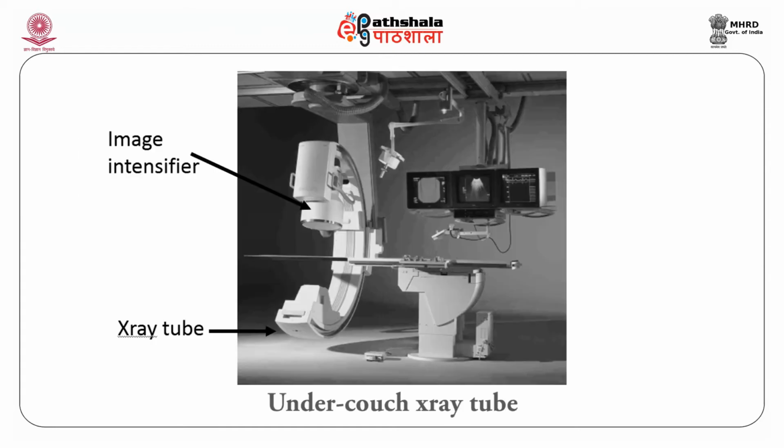The undercouch X-ray tube machines are available in angiography suites, which can be used for cardiology purposes or radiological interventions. This has a higher tube rating, and the size of the image intensifier can range from 12 to 16 inches, so that the entire abdomen can be covered. Due to its high tube loading of the X-ray tube, it has high heat units. So a separate assembly for cooling the X-ray tube is required in such machines.